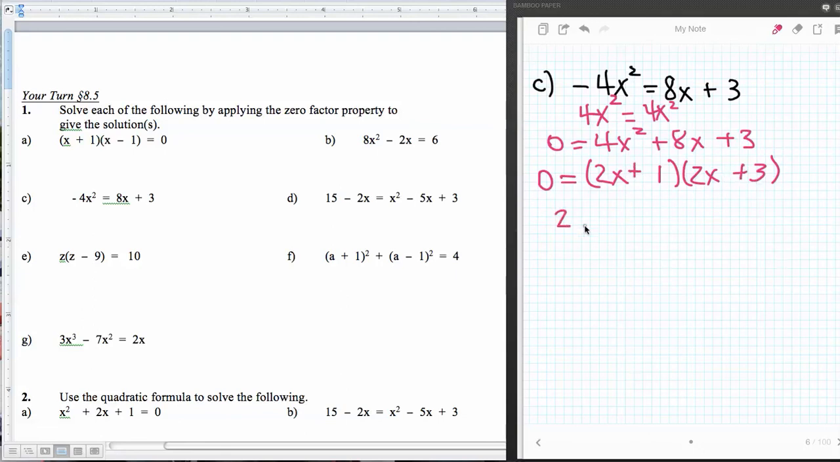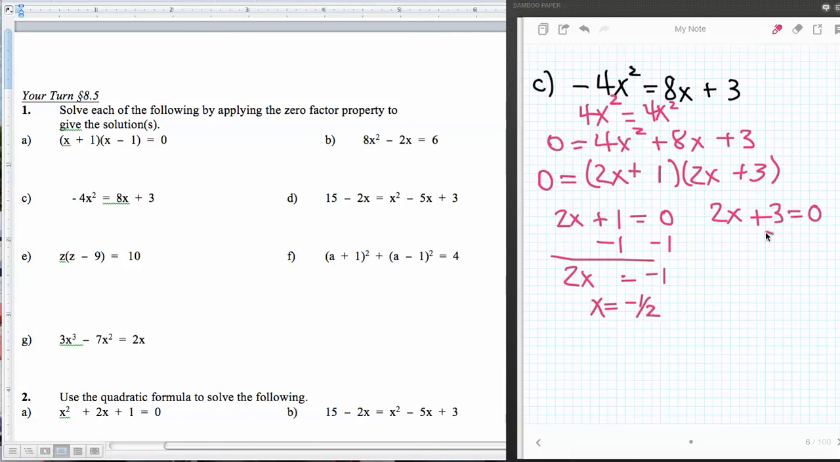And then I'm going to set each factor that contains an x equal to 0, and I'm going to solve each of those and find the solution. So we have each of these set equal to 0, and then solve those very simple linear equations. And when I finish solving the first one, I see that my x is equal to -1/2 over here. Or when I finish solving this one over here, I see that my x is going to be equal to -3/2, or -1 and 1/2 on this side. So we have those two solutions there.